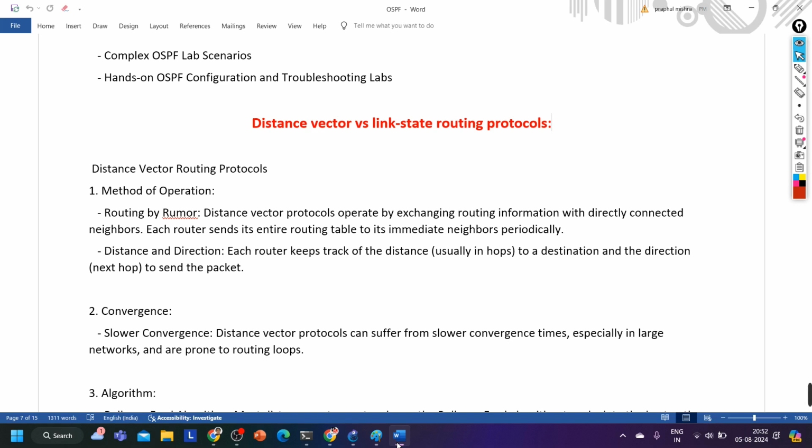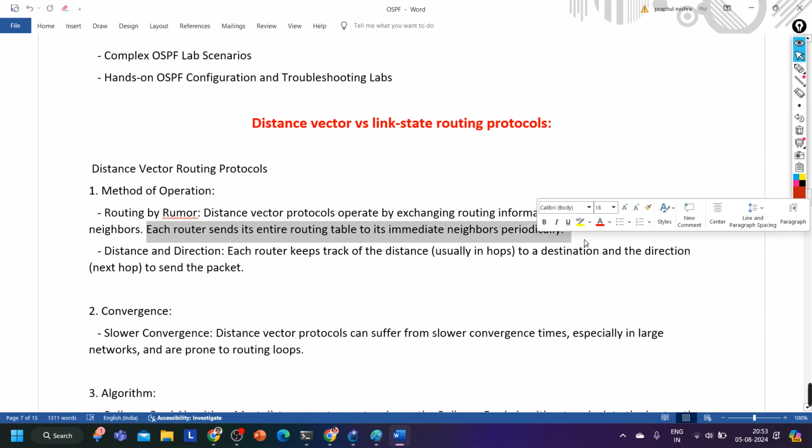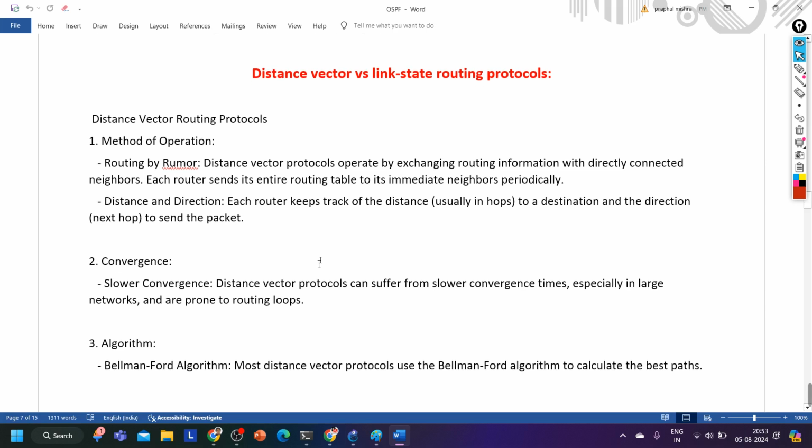Again, distance vector and link state, the difference between these two protocols. See, the first difference is clear: routing by rumors in the distance vector routing protocol. Distance vector routing protocols operate by exchanging routing information with directly connected neighbors. Each router sends its entire routing table to its immediate neighbor periodically. This is the behavior of distance vector routing protocols. They calculate the best path on the basis of hop count.